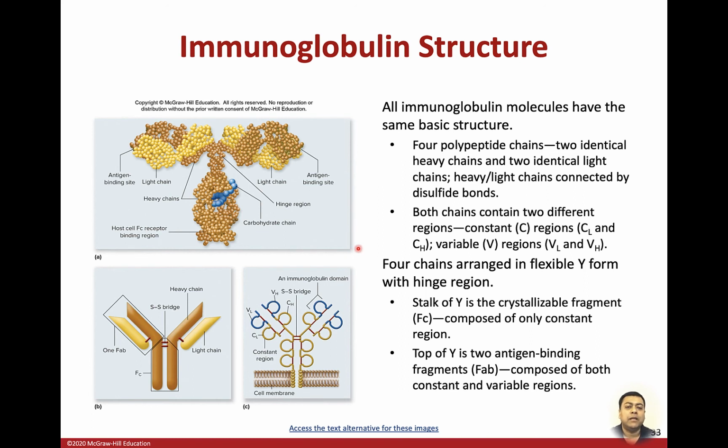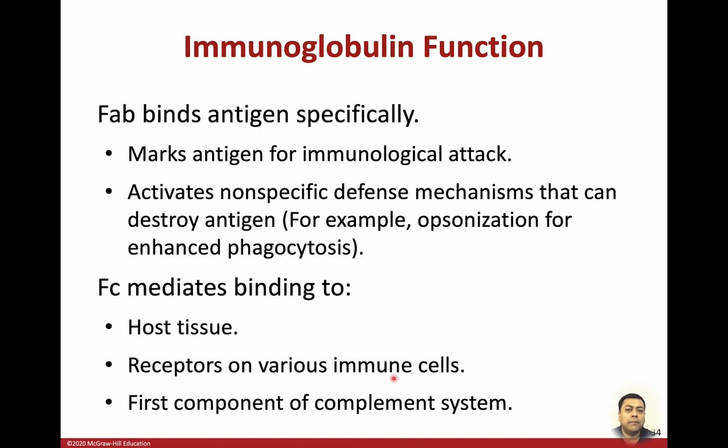So that's your typical immunoglobulin domain, whereas this top portion right here is the pocket to which the antigen binds. And it also contains a carbohydrate. Due to that, it is a glycoprotein. So this is the overall structure of the immunoglobulin.